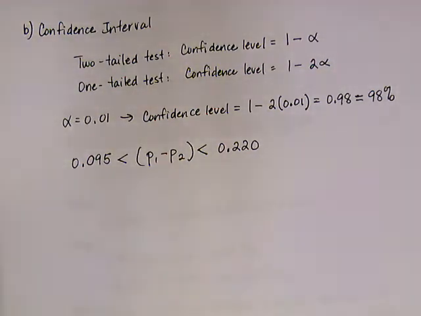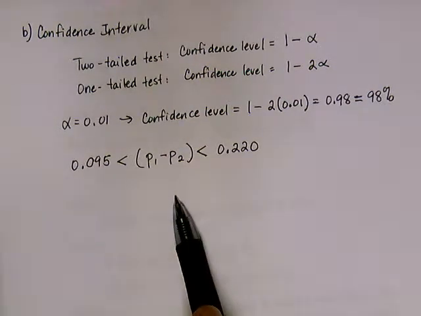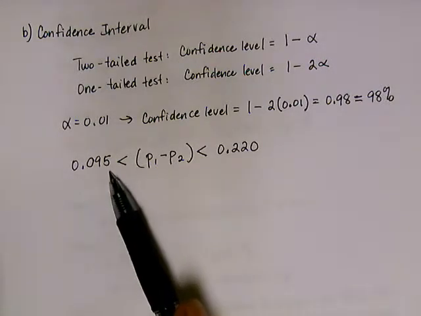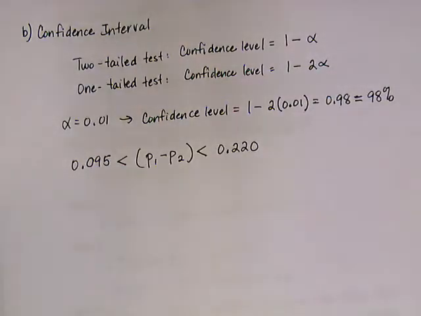To interpret that, we can say that we are 98% confident that the difference between the proportion of people over 55 who dream in black and white and the proportion for those under 25 falls between 0.095 and 0.220. That's how we interpret that confidence interval.